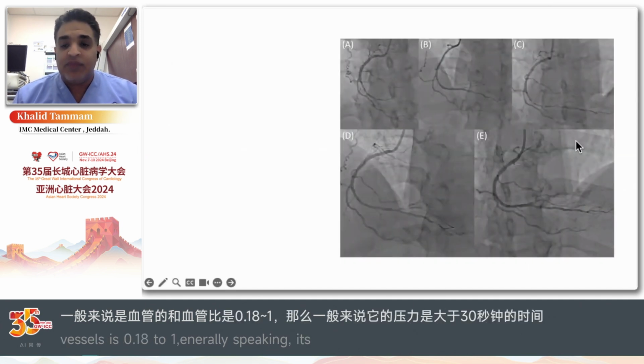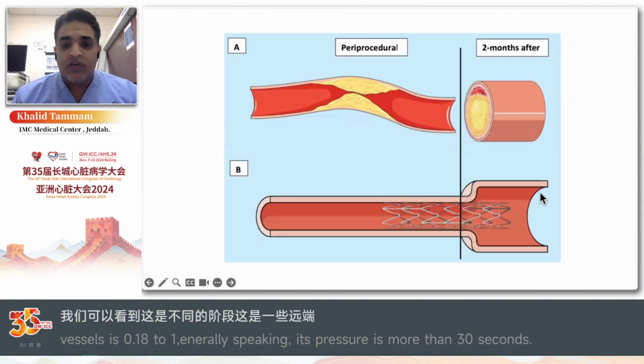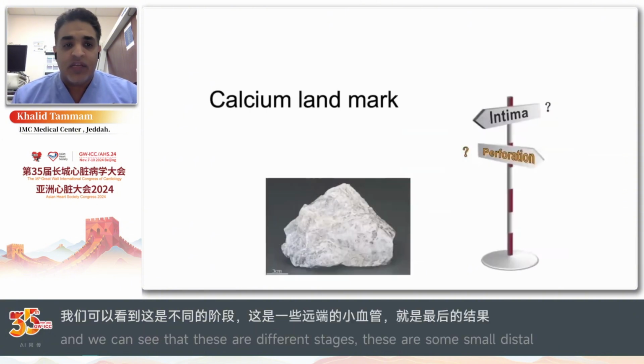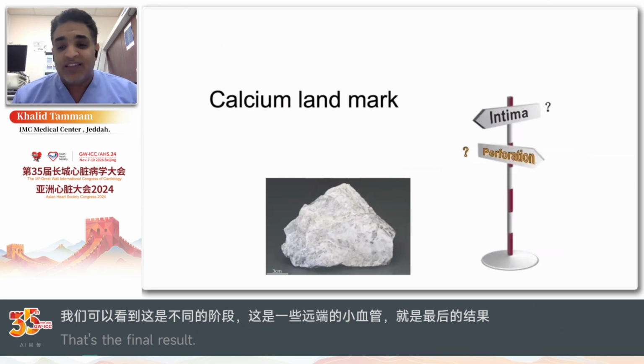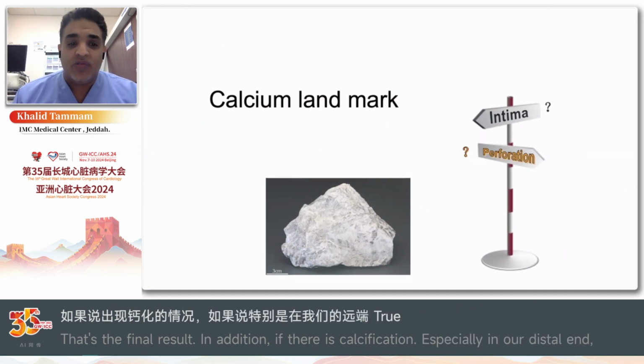And this is one of the examples of a small vessel distal RCA, and this is the final result. Here is the artery after 2 months. And again, if we have calcium, always put a stent in a distal vessel with a high calcium burden. It always makes us trouble, and stent failure is always the result.